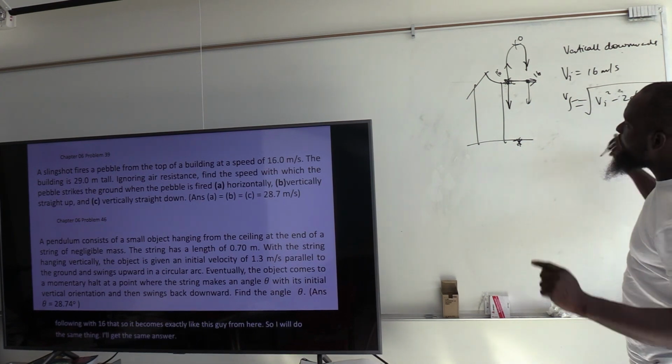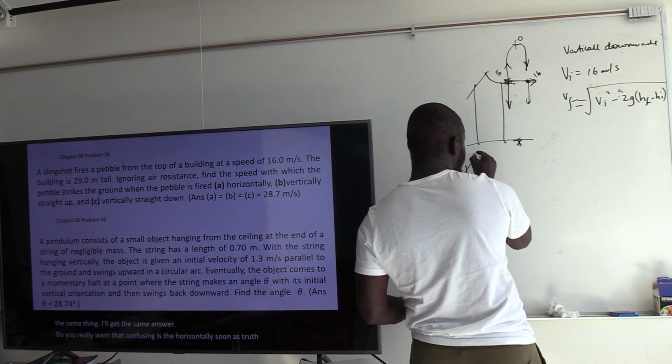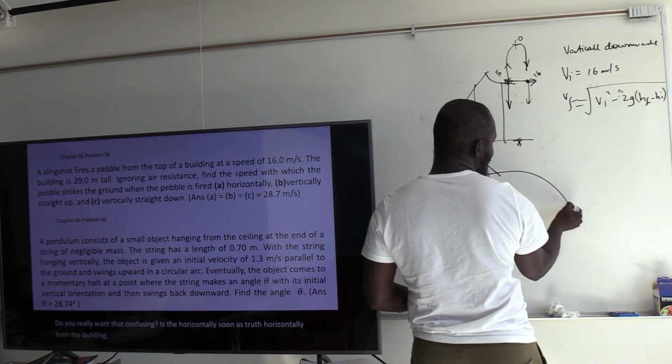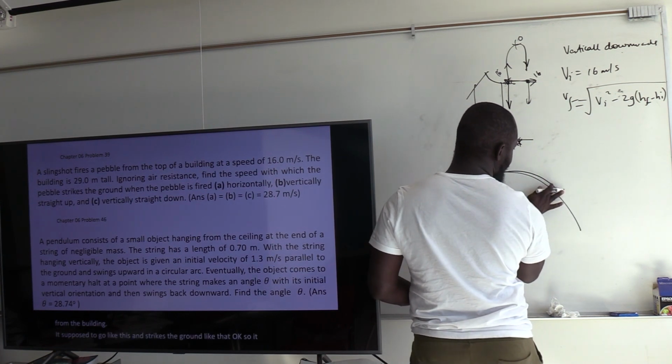The only one that's confusing is the horizontal. So when I shoot horizontally from the building, it's supposed to go like this and strike the ground like that, okay? So it goes like this and strikes the ground.